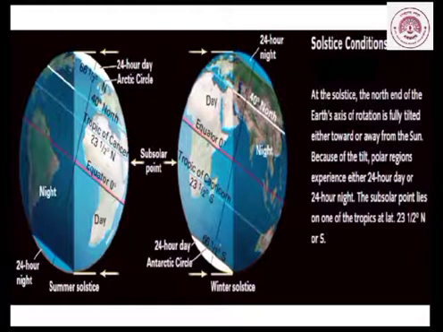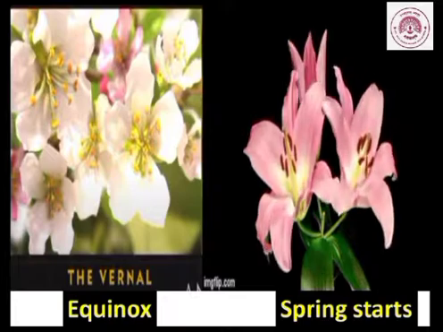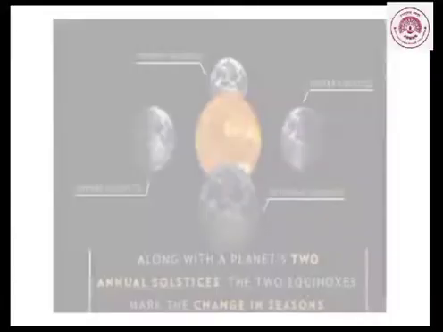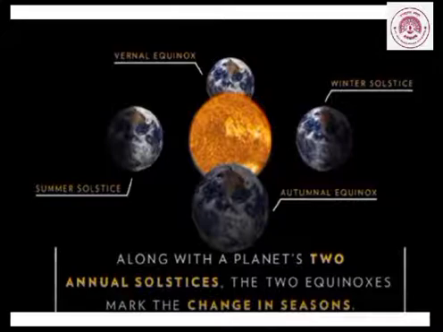Then we have seen solstices. Two solstices, summer solstice and winter solstice. At the solstice, the north end of the Earth's axis of rotation is fully tilted, either towards or away from the sun. Because of the tilt, polar regions experience either 24 hours day or 24 hours night. The subsolar point lies on one of the hemispheres at 23.5 degrees north or south. We have seen the vernal equinox, when the spring starts, and the autumnal equinox, when the trees shed their leaves, that is autumn. Along with the planet's two annual solstices, the two equinoxes mark the change in seasons, that also we have seen.